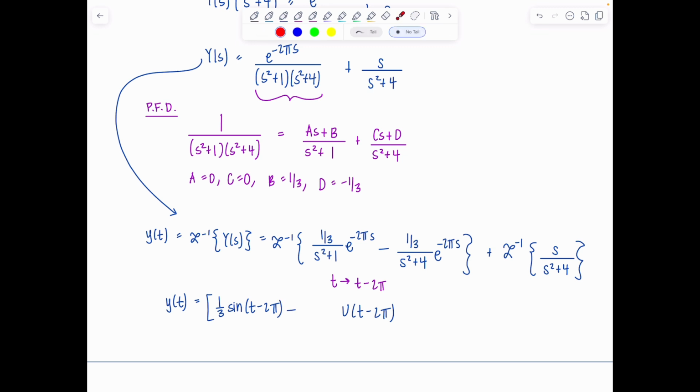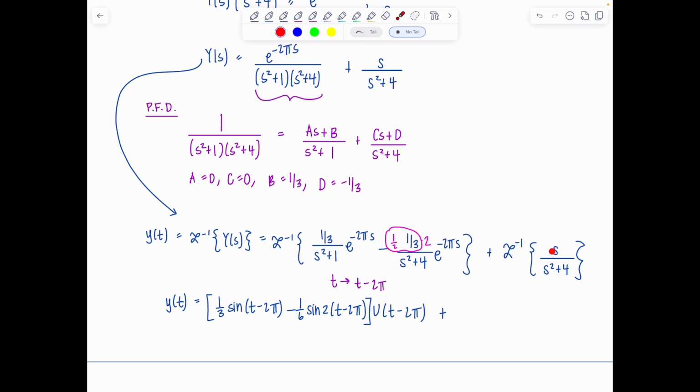Minus, now here again, k is 2, right? 2 squared is 4. So inverse Laplace would be sine 2t if I had a 2 up top. So we need to add that in there. And then I have to multiply by a half. So I'm going to be left with an extra 1/6. 1/6 sine, this needs to scoot over, of 2 times t minus 2 pi. And both these terms are multiplied by the unit step function with the same argument, t minus 2 pi, okay?